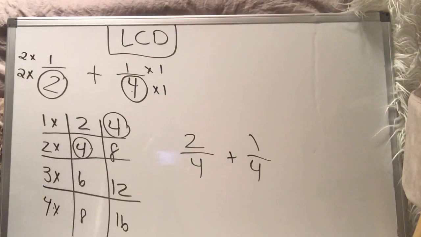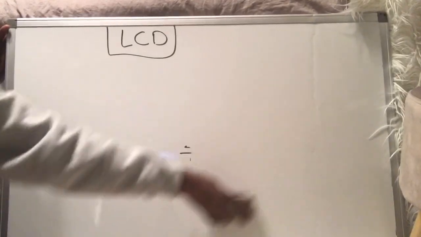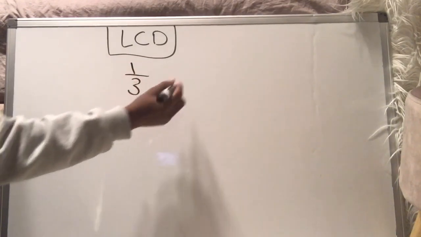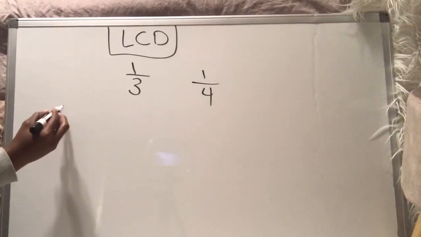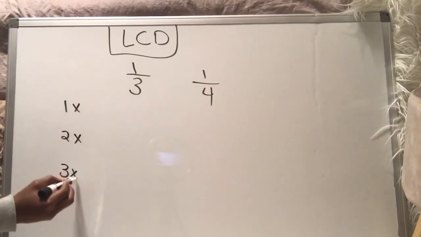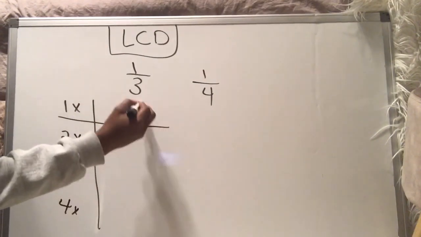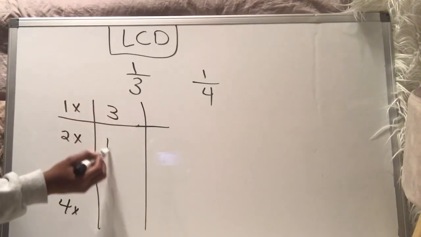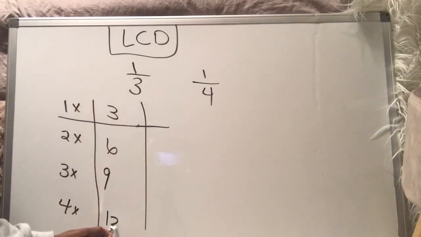Let's try this one again. Let's say we have 1/3 and 1/4, and we're trying to find the least common denominator of 1/3 and 1/4. So once again, we'll find our multiples. I'm going to do a little chart. 1 times 3 is 3. 2 times 3 is 6. 3 times 3 is 9. 4 times 3 is 12.